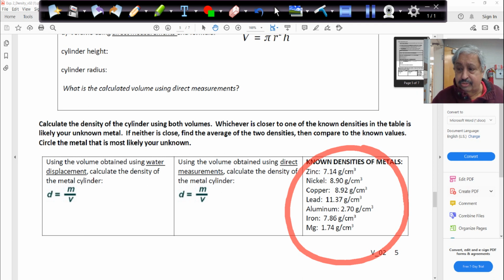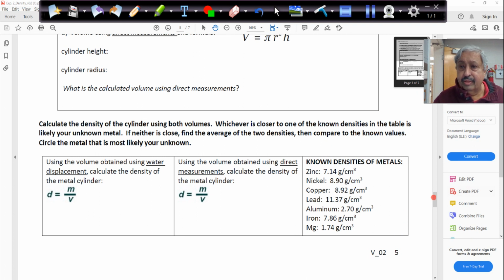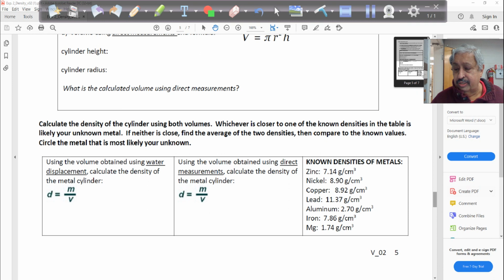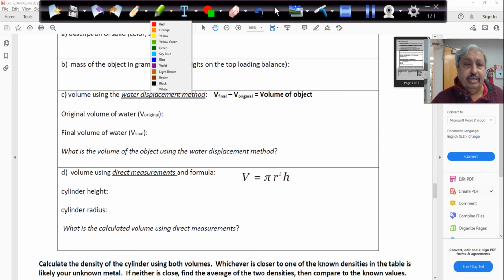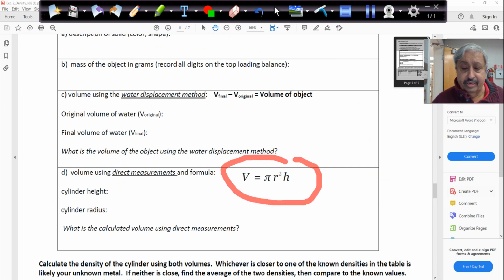So then I'll be using, let me show you here. I'll be using this formula to determine the volume of a cylinder.